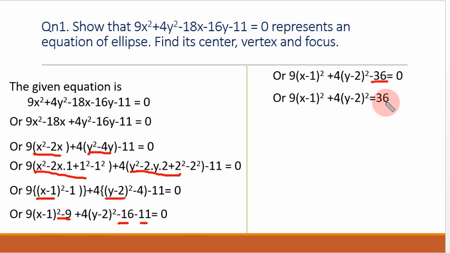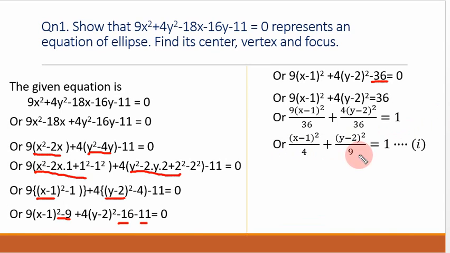Making this 1, we can make this 1 by dividing by 36. So dividing both sides by 36, we get 1. Here 9 4s are 36, 4 9s are 36. So further we get the simplification like this.